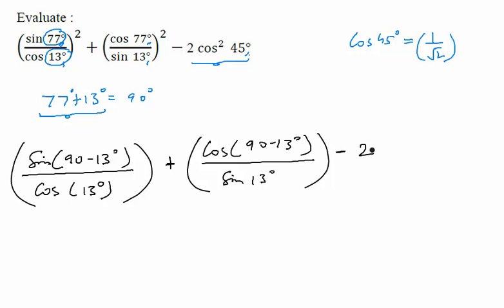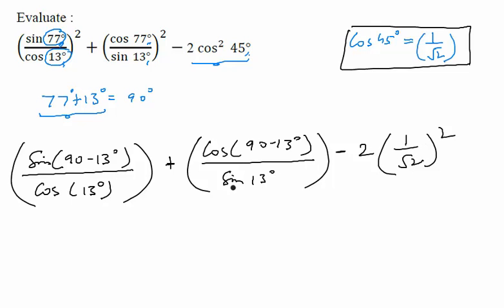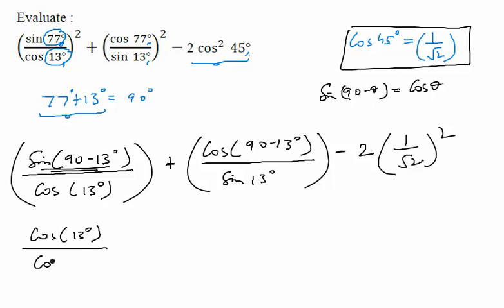In the third term, I am substituting the value of cos of 45 degrees. So what will I get? I will get 1 by root 2 square, right? Now let us again try to simplify these expressions. Sine of 90 minus theta is always equal to cos theta. In our case, theta is equal to 13 degrees, which means our numerator this time will become cos of 13 degrees, and the denominator is already cos of 13 degrees, right? So this is your first term.